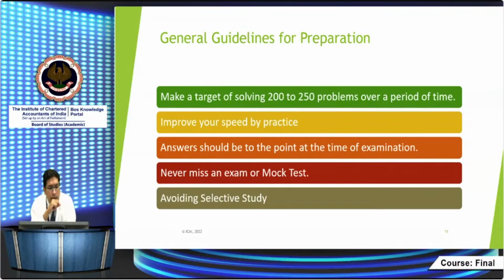Okay, next, never miss an exam or mock test. Again, mock tests are very important. They give you an idea about the examination environment. Try to give mock examinations in an examination environment, and after this you will come to know about your performance.